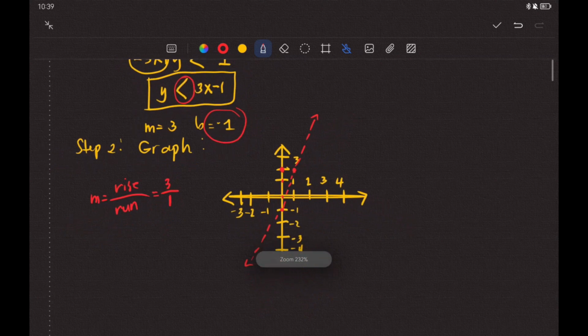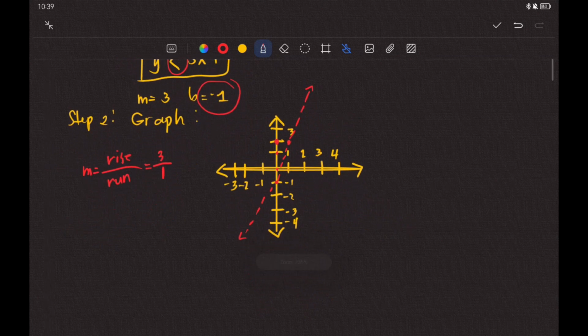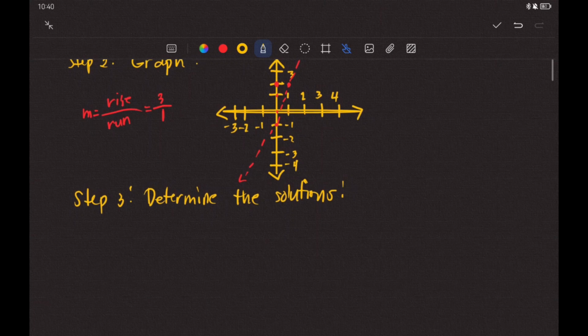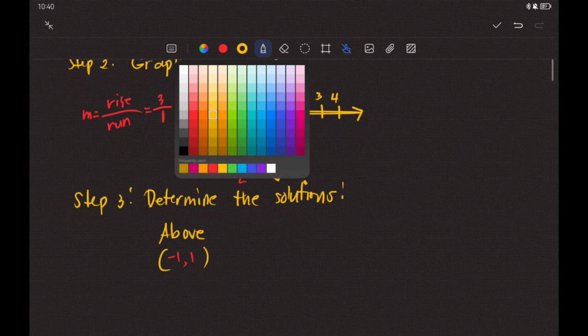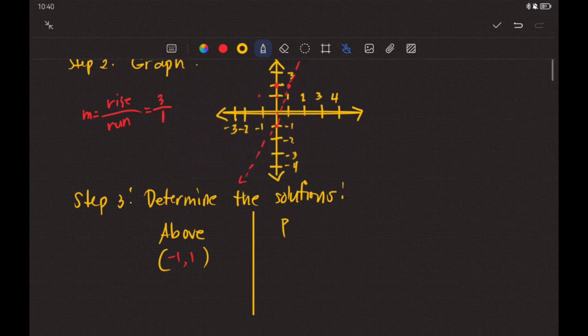Now let's determine the solutions. Step number 3, determine the solutions, or the part where we are going to shade. So for above, we are going to choose negative 1 and 1. For below, we are going to choose 2 and -1.